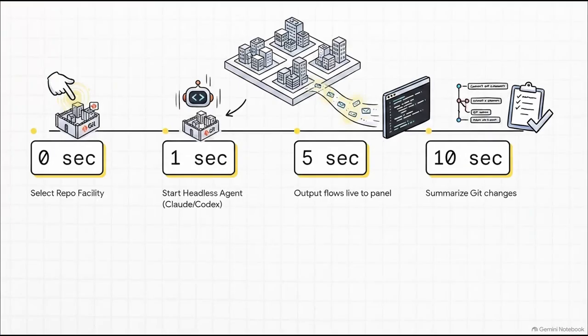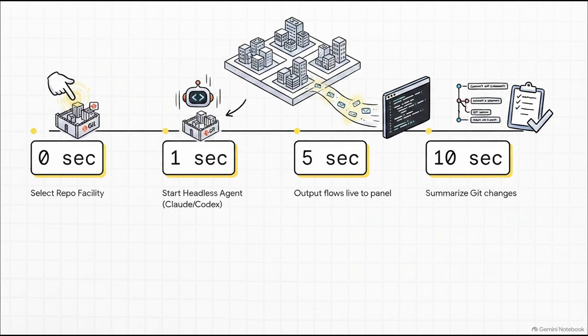Section 4. AI workers and repositories. So, we've talked about the architecture, but a city kind of feels empty without residents, right? Well, you can actually orchestrate AI workers inside those walled Git repository facilities we just looked at. It works in 4 simple steps. First, you select a repo facility in the 3D city. Second, you spawn a headless AI agent like Claude or Codex right inside that directory.